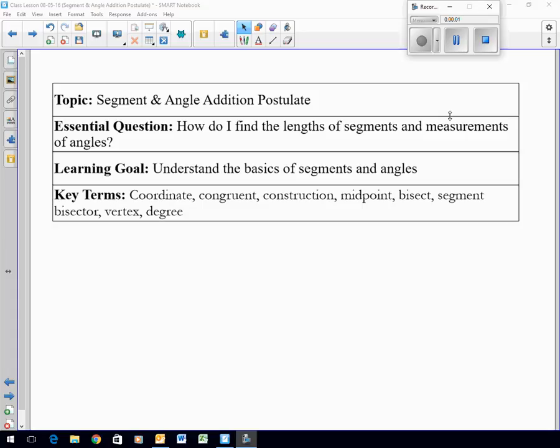Okay, so today we're going to talk about segment and angle addition postulates. Essential question: how do I find the length of segments and measurement of angles? We're going to try and understand the basics of segments and angles. We're going to be talking about coordinates, congruency, construction, midpoint, bisect, segment bisector, vertex, and a degree.